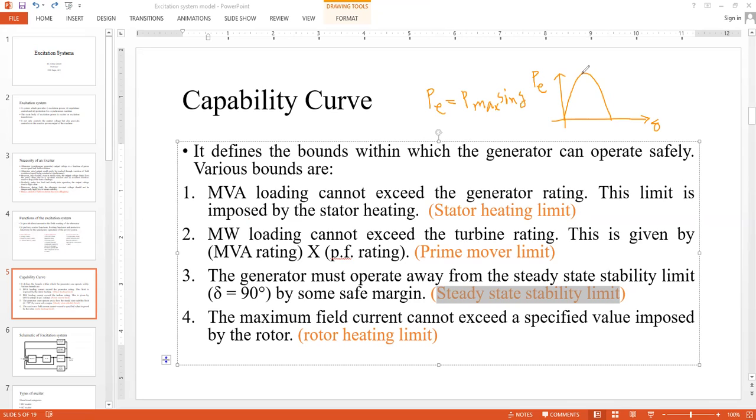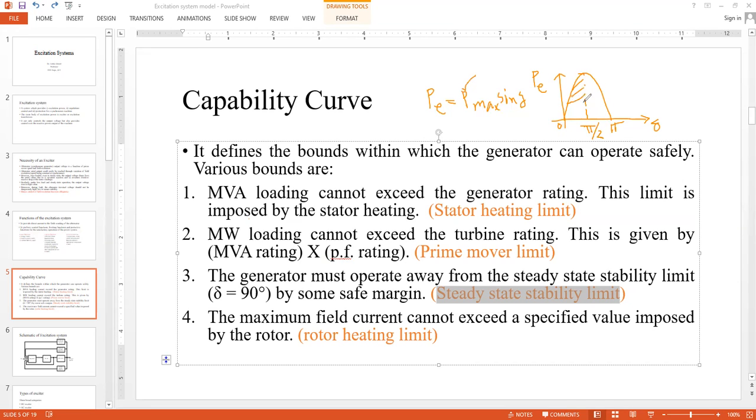So based on some analysis, it could be found easily that if you operate in this zone, of course, this is 90 degree, this is a sine curve. So this is 90 degree, this is pi, and that is your 0. So the middle point is actually pi by 2. So when delta equals pi by 2, you reach the peak of the curve. So that means you are reaching the P max value.